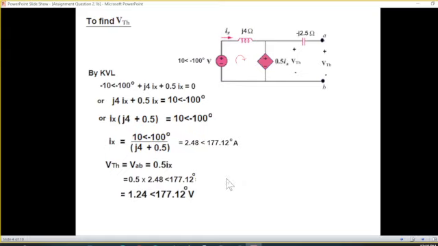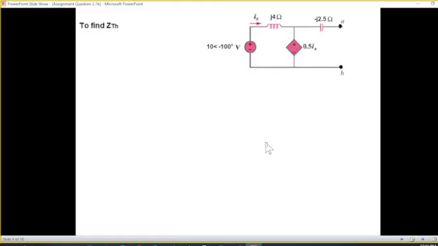Now we need to find Z Thevenin. Now for Z Thevenin, I hope you know that when there is a dependent source, then we have to connect a test voltage source or test current source. And before that, we have to make the original source 0. So voltage source is made 0 by short circuiting.